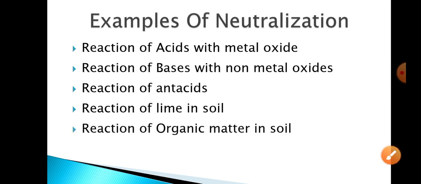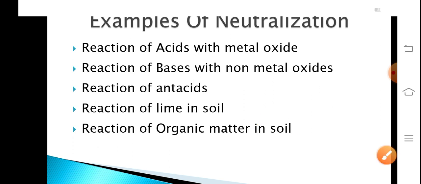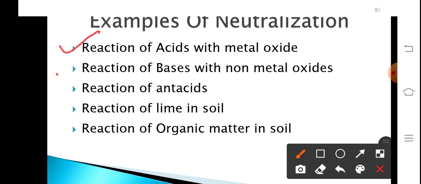Similarly, if the soil has a high pH, that is when soil is basic in nature, then how do we neutralize the basic nature of the soil? We can neutralize the basic nature of the soil by adding organic matter. So this organic matter has acidic nature. So all these are the examples of neutralization reactions.